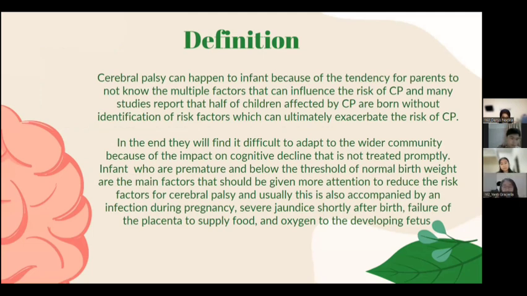Okay, let me introduce myself. My name is Yanti Graciela and my last three-digit NIM number is 162. Cerebral palsy can happen to infants because of the tendency for parents to not know about the multiple factors that can influence the risk of CP. Many studies report that half of the children affected by CP are born without identification of risk factors, which can ultimately exacerbate the risk of CP. In the end, they will find it difficult to adapt to the wider community because of the impact of cognitive decline that is not treated promptly.